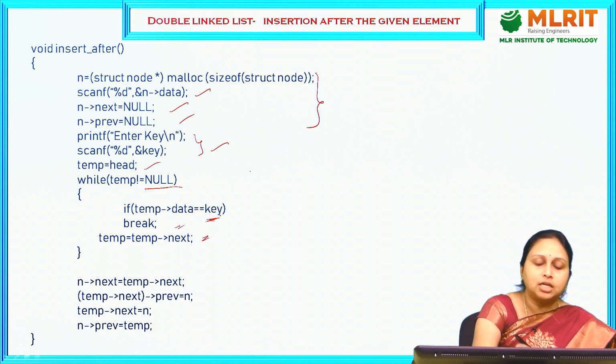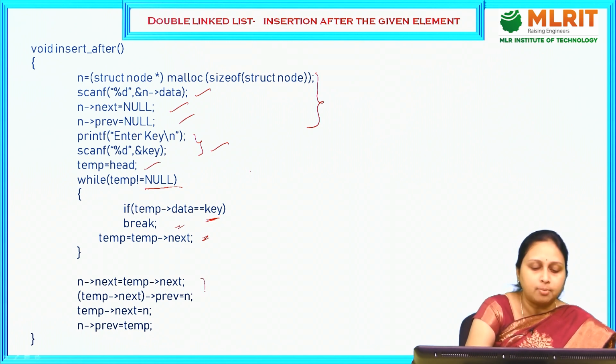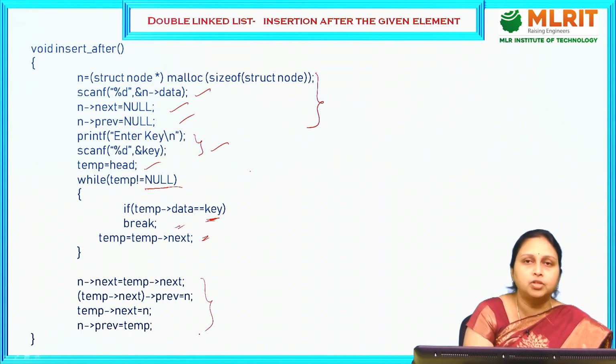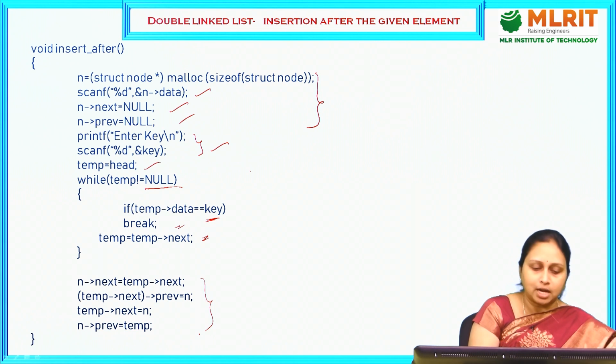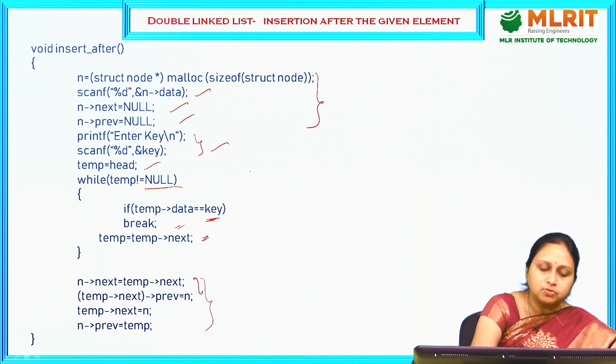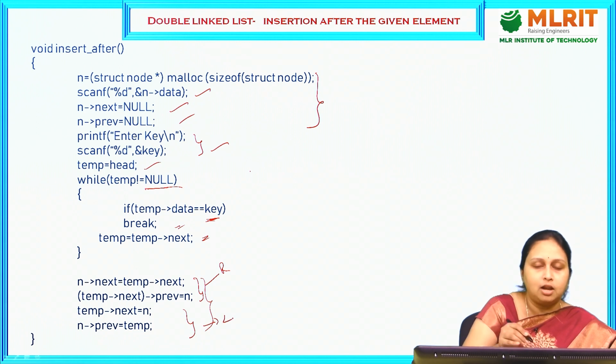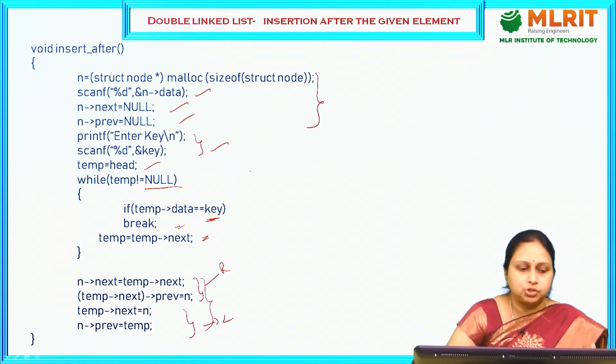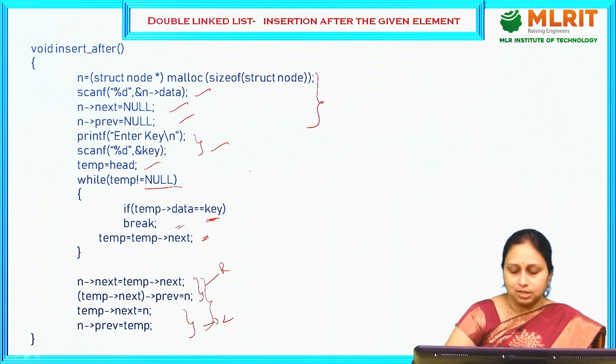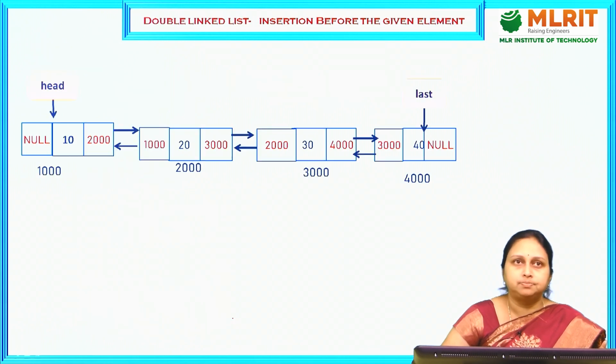If the key value is reached, then you will come out of the loop, and then you are going to make the connections. In this also, first we make the right connections and then we make the left connections. You can once check with the previous diagram which we have mentioned, and based on that try to practice these connections properly so that we can implement the program very easily. This is about insertion after the given element.